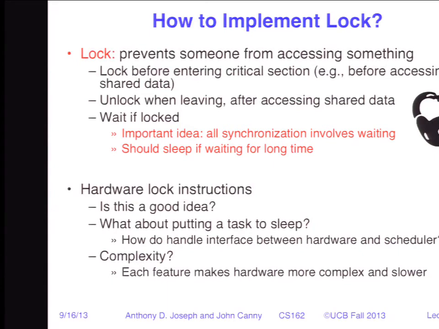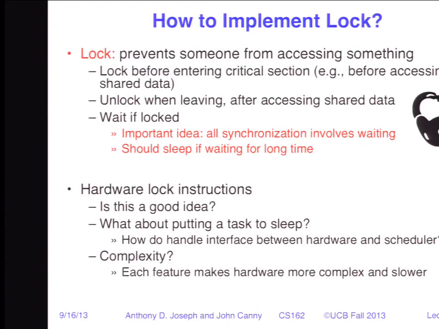The other side of it is the argument that you've heard over and over in the lower divisions about complexity. You make the hardware more complex, it's going to run slower, and it's going to be more difficult to implement and take up more area on the die, and so be less energy efficient. So for all those reasons, even though people have in the past implemented hardware lock instructions on processors, not a good idea. Not the way we want to solve this problem.